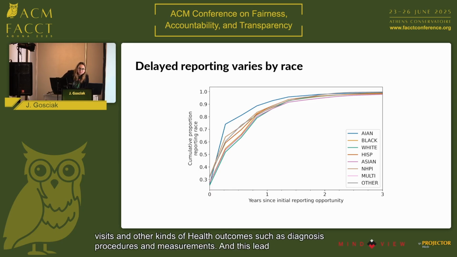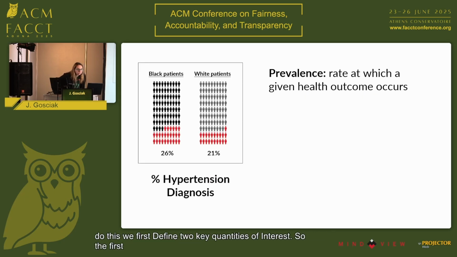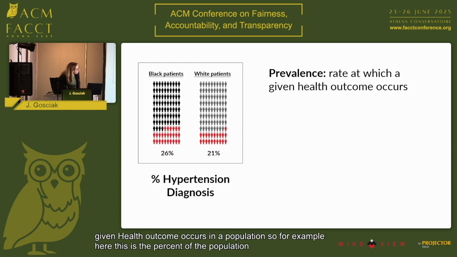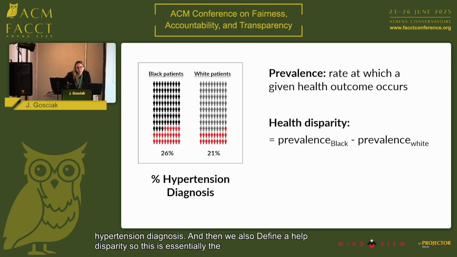And this leads us to conduct retrospective analyses of the impact of delayed reporting on disparity assessments. And to do this, we first define 2 key quantities of interest. So the first is prevalence, and this is the rate at which a given health outcome occurs in a population. So for example here, this is the percent of the population with a hypertension diagnosis. And then we also define a health disparity.